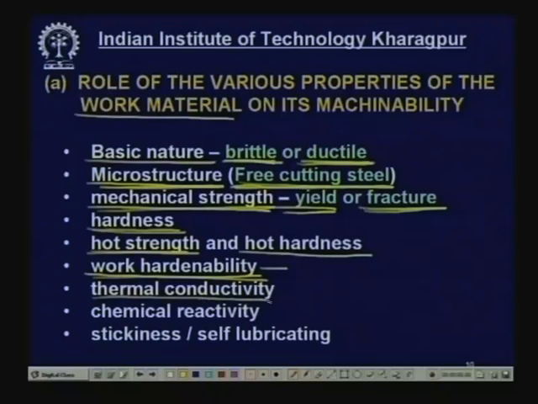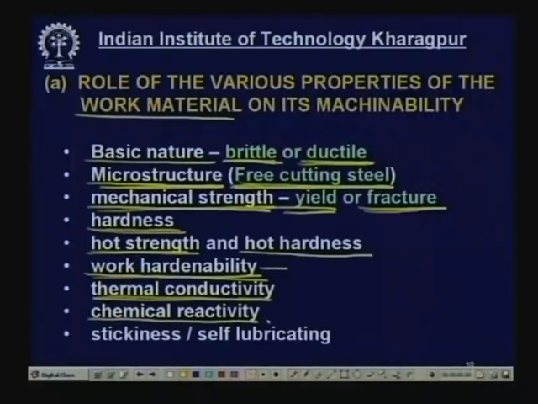Thermal conductivity of the work material also plays an important role. If the thermal conductivity of the work material is high, then it will absorb the maximum amount of heat from the cutting zone, and the cutting tool will not get very hot. As a result the tool will remain sharp for a longer time and machinability will be favorable. Chemical reactivity: if the work material is very chemically reactive with the tool material, then the tool will undergo very rapid wear and tear. So tool life will fall, and because of dulling and damage of the tool, the surface finish of the job will also be jeopardized.